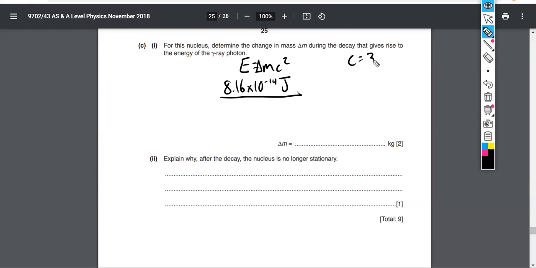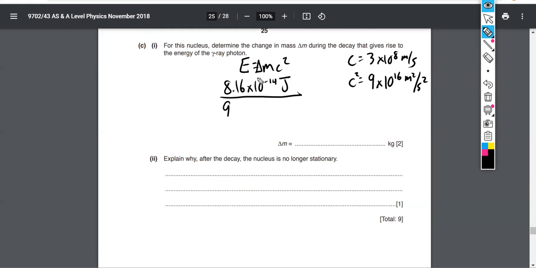So if c is 3 by 10 to the 8 meters per second, then you might as well commit this to memory. C squared is just going to be, what's 3 squared? 9. What's 10 to the 8 squared? 10 to the 16. So that's c squared. You just square everything, including the units, right? The units get squared too.